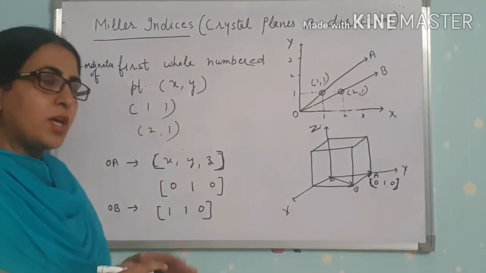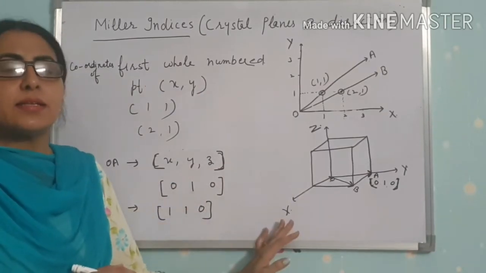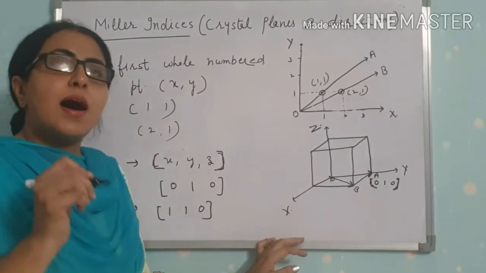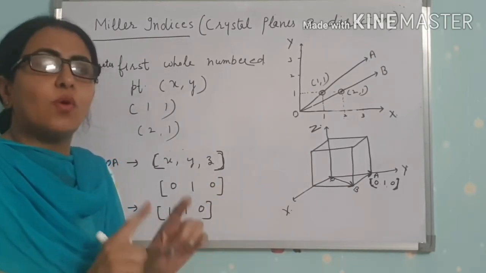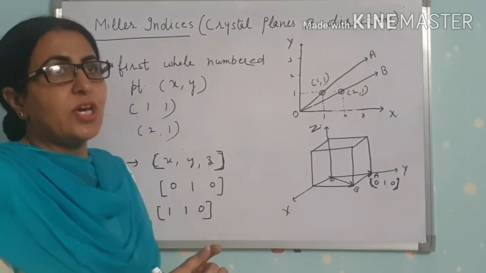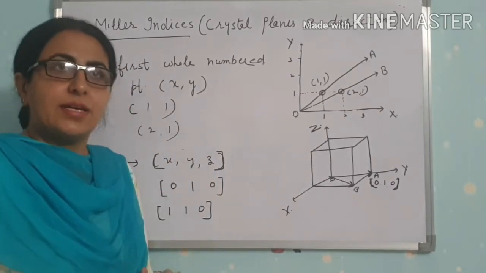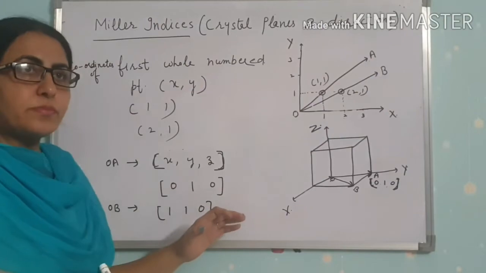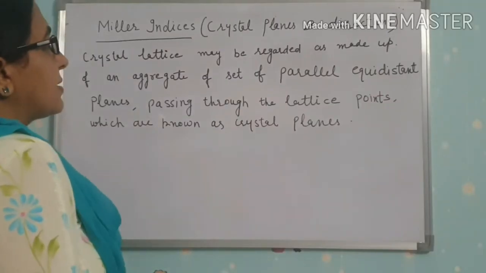Clear? So directions in two dimensions as well as in three dimensions are described by the coordinates of the first whole number point, and that direction passes through that point. Clear? So this is about the directions. Then next is about the crystal planes.